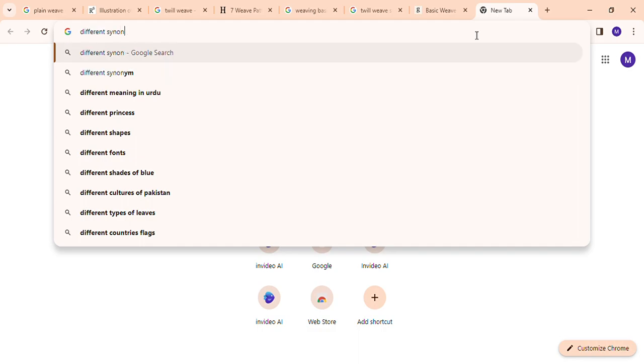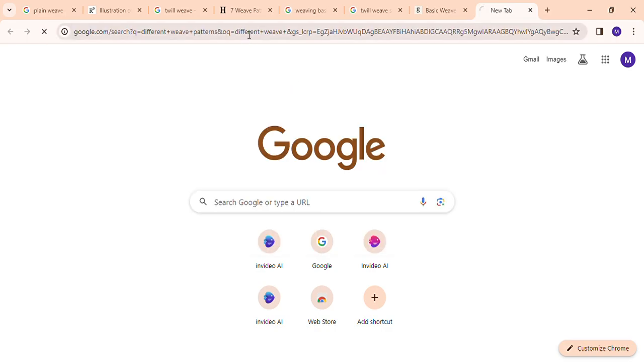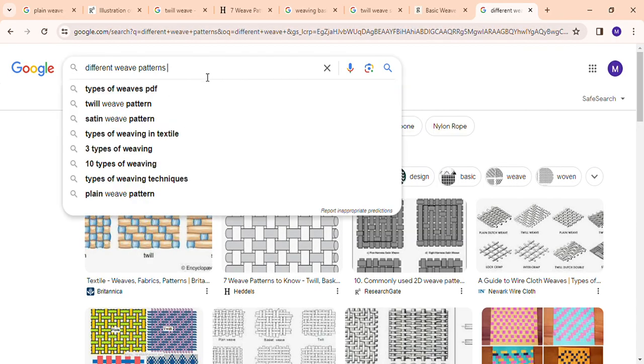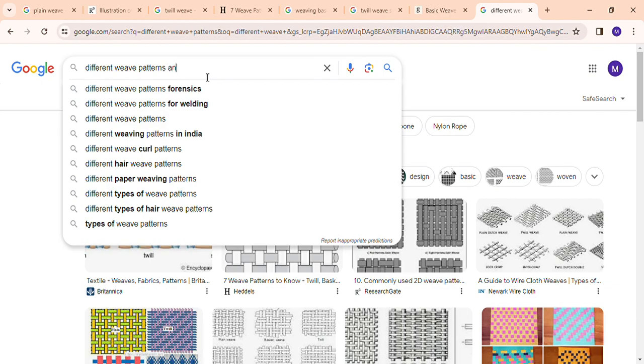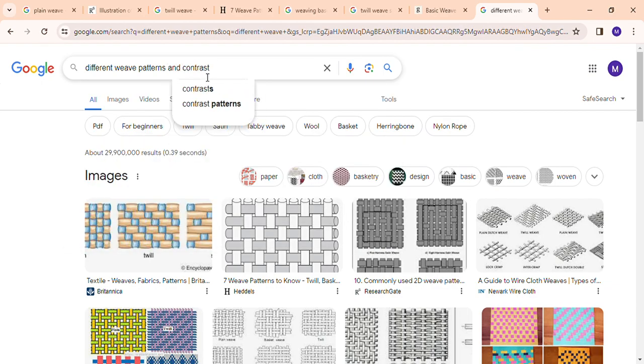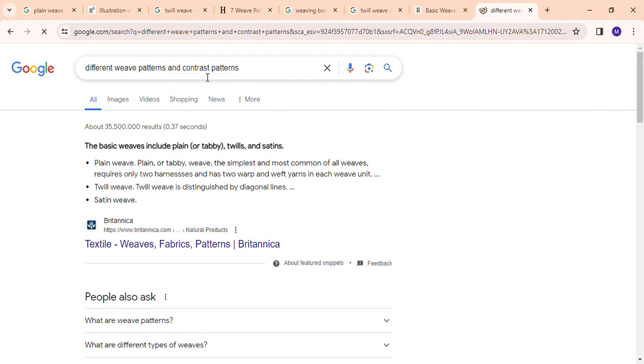different weave patterns, and I need to write patterns and contrasts. Okay, contrast patterns. Here we go.